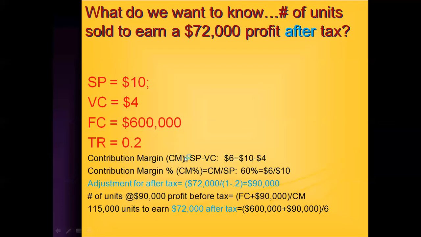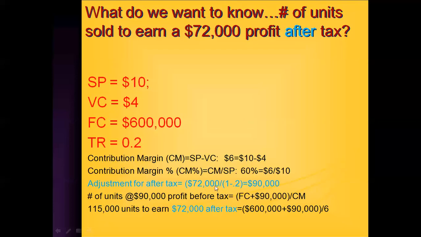So contribution margin here again is very straightforward. Selling price minus variable cost, 10 minus $4, equals $6. Contribution margin percent is contribution margin over selling price, 6 over 10, equals 60%. But now we have to make that adjustment for after tax. So the math gets a little more interesting here.